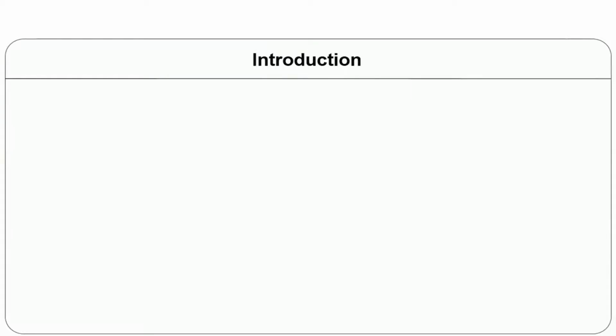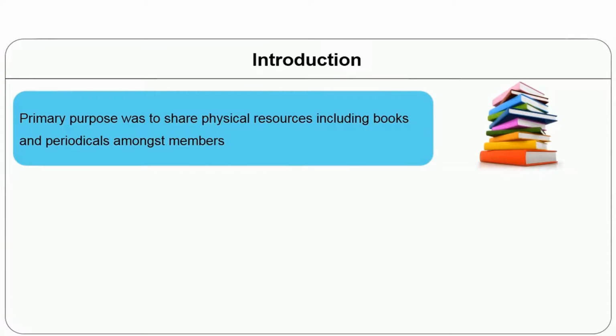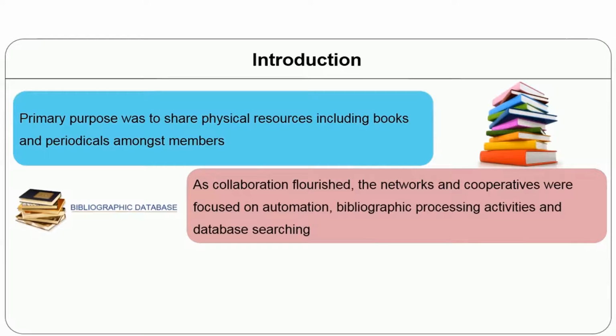Cooperation amongst institutions for sharing the library resources has been practiced for decades to provide cost-effective and cost-efficient services to its users that the libraries individually could not afford. Traditionally, the primary purpose of establishing a library network was to share physical resources including books and periodicals amongst members. As collaboration flourished, the networks and cooperatives focused on automation coupled with the increased use of computers in bibliographic processing activities and database searching.